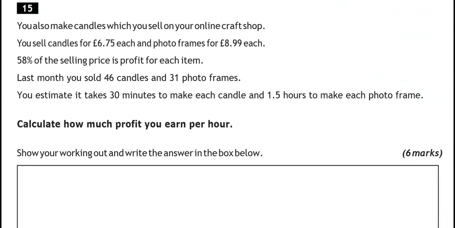You also make candles which you sell on your online craft shop. You sell candles for £6.75 each and photo frames for £8.99 each. 58% of the selling price is profit for each item. Last month you sold 46 candles and 31 photo frames. You estimate it takes 30 minutes to make each candle and 1.5 hours to make each photo frame. Calculate how much profit you earn per hour. Show your working out and write the answer in the box below.